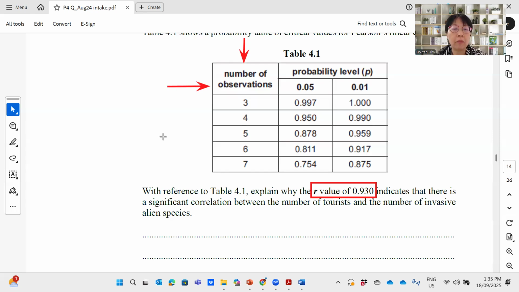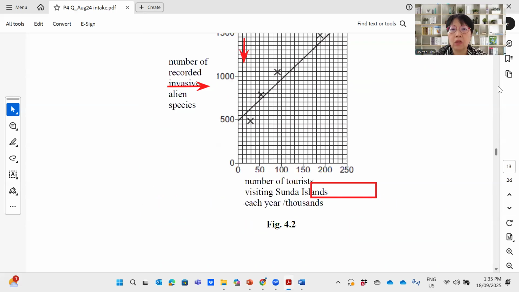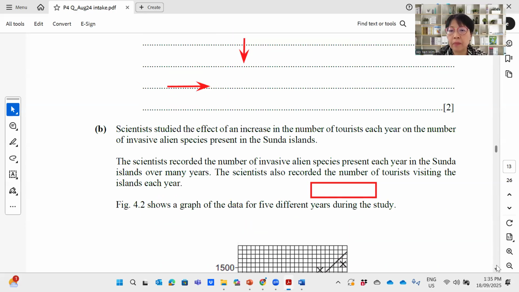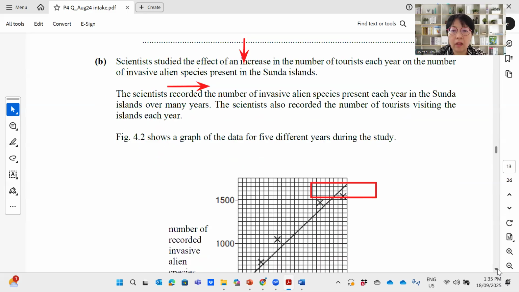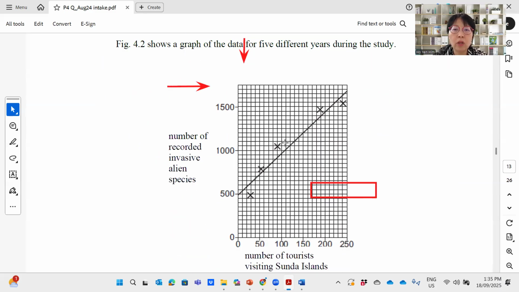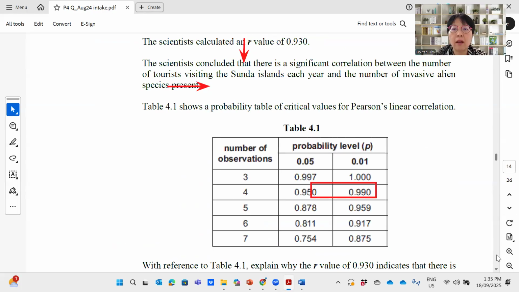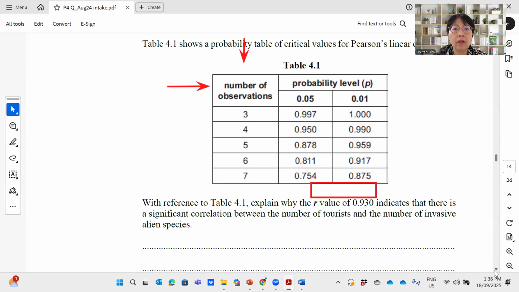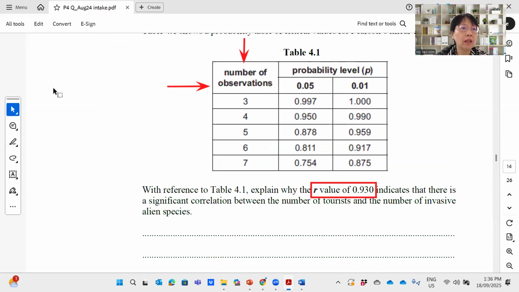So how many total number of observations there are in the graph? So please check first. So in the graph, how many crosses there are? 1, 2, 3, 4, 5. 5 crosses means 5 data. Okay, 5 data. So therefore, the number of observation is 5. So you have to choose this one here. Okay, under number of observation is 5.